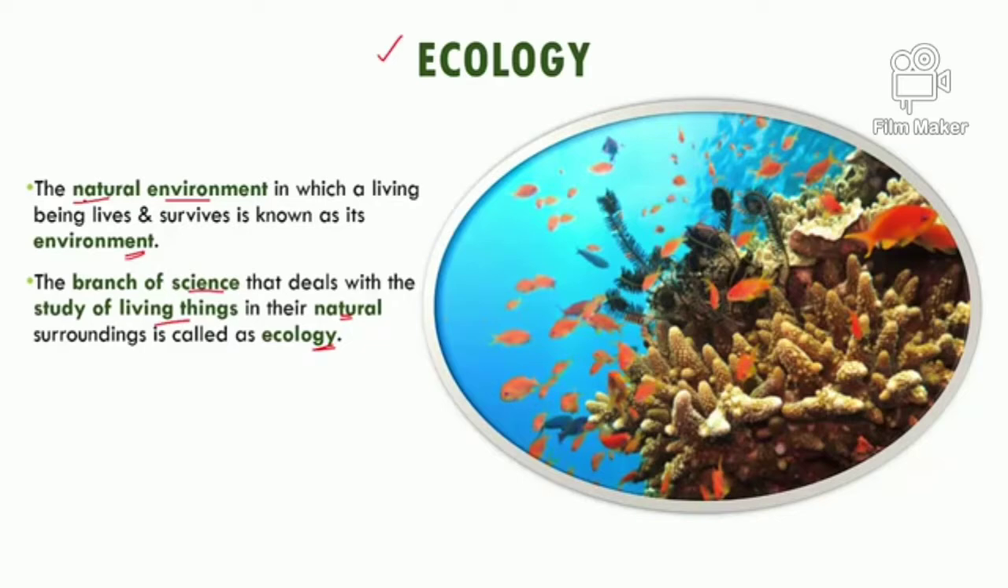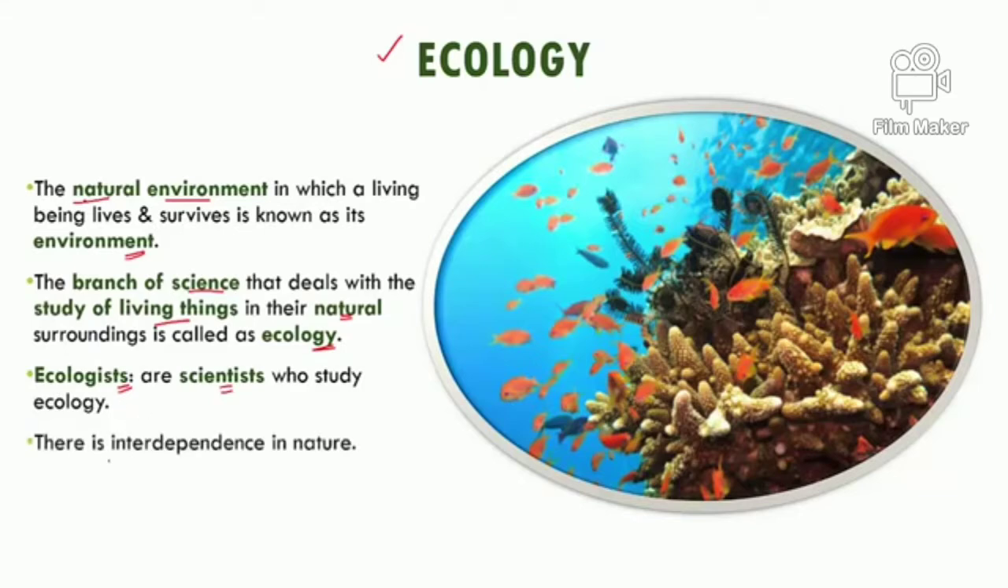For example, if we look at a pond, if we study the fishes in the pond, then we're talking about ecology. But if we pick up that fish away from the pond, keep it in our fish tank and study, that does not come under ecology. So studying living beings in their natural environment is called ecology. Now these scientists who study ecology are called ecologists.